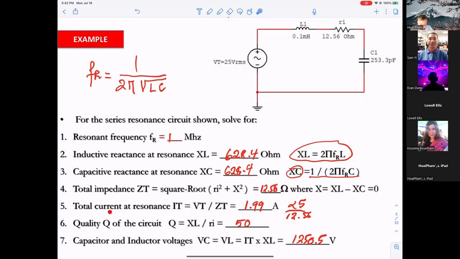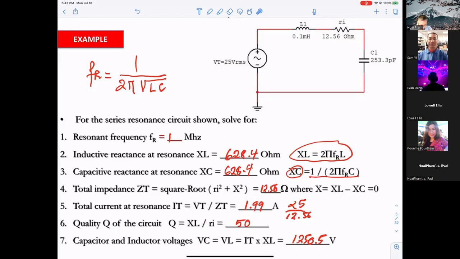And then they want to calculate the total current, I total. Now the circuitry has only one resistor, Ri, and one voltage, V total. Then you can take 25 volt divided by 12.56, you get 1.99 ampere. And also number six, they want the quality factor, how the inductance is rated, by the formula Q equals XL divided by Ri. Okay, and that will be equal to 50.